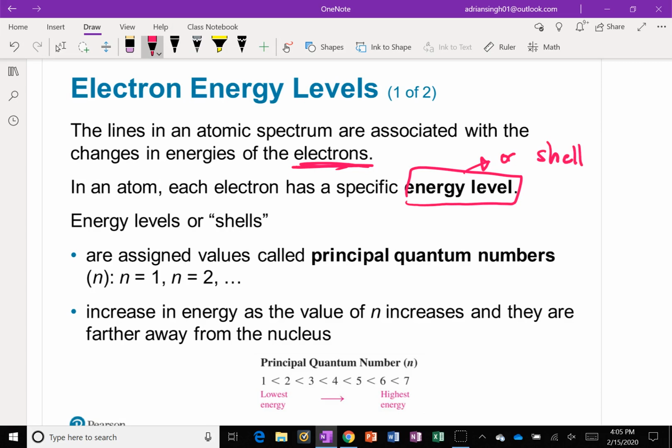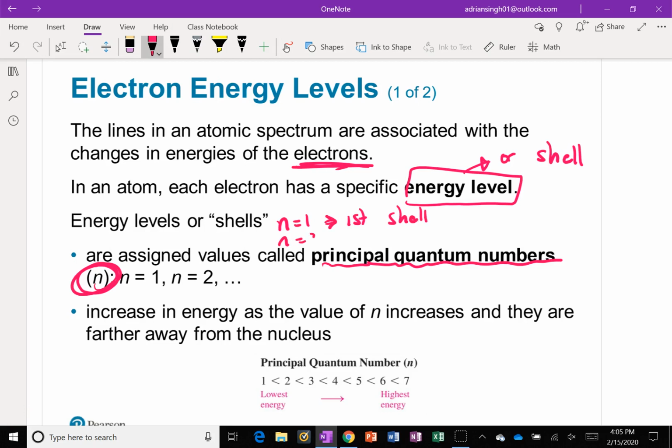And these shells or energy levels, there's a fancy word for them. We assign them values called the principal quantum number. And again, it may seem complicated, but we just use an abbreviation, n, to represent that. So the shell, or the principal quantum number, or the energy level, can be represented as n equals 1. That's the first energy level. So n equals 1 equals the first shell.